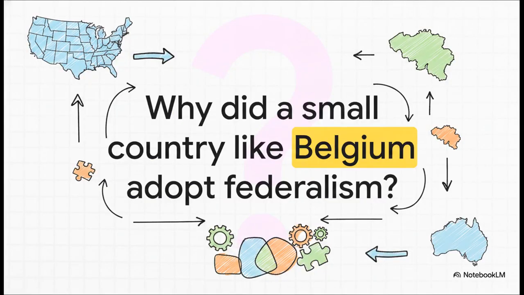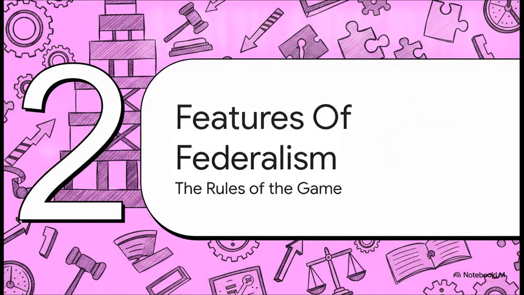Now that brings up a really fascinating question. We almost always think of federations as these massive, sprawling countries, right? Places like the US or Australia. So why on earth did a tiny country like Belgium adopt federalism? Well, it's because federalism isn't just about land size. It's an absolutely vital tool to manage cultural and regional diversity, ensuring fair power sharing no matter where the borders end. Moving on to Section 2, the 7 features of federalism.